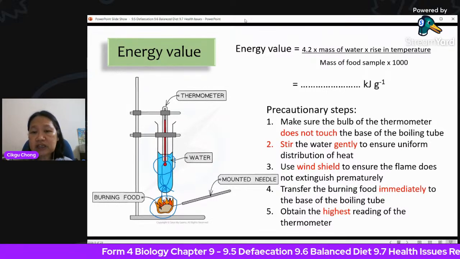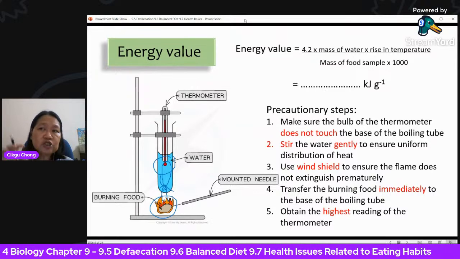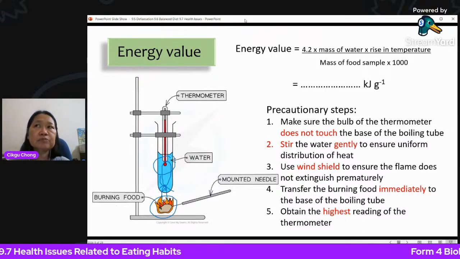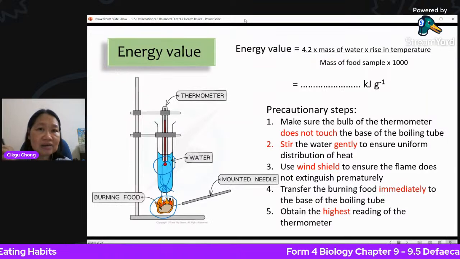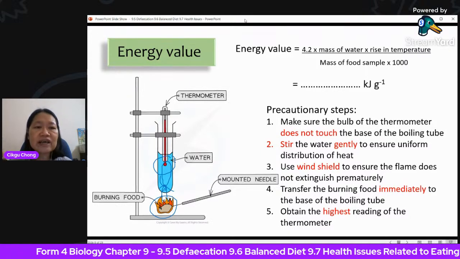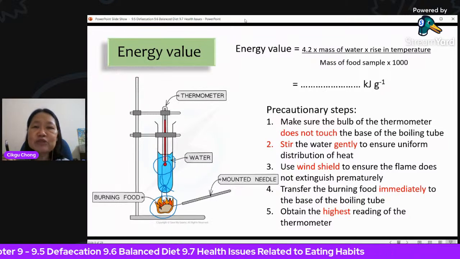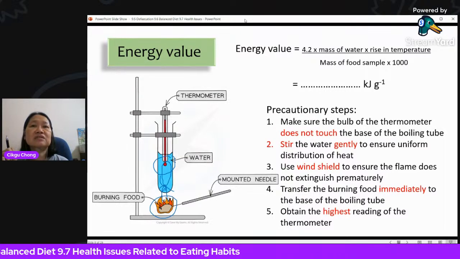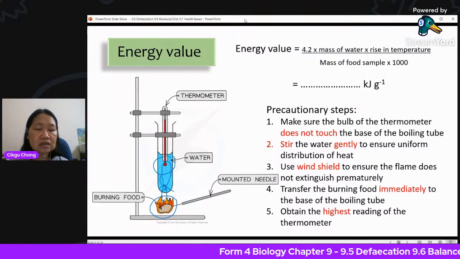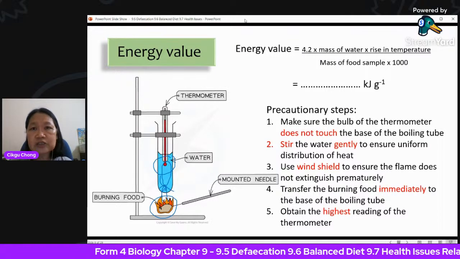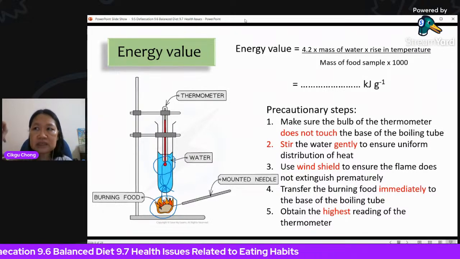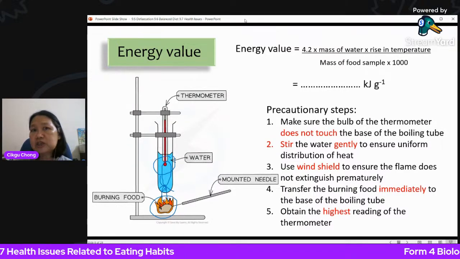Also, obtain the highest reading of the thermometer. Do not just read what you want to read. Sometimes your temperature will keep on rising. I've had it once before when we did the experiment. The kacang that we burned, the cashew nut or the peanut, I can't remember, the burning was so efficient that even the water started to boil. That means the temperature reached up to 100 degrees Celsius. The heat that was released was so much that the temperature could even rise to 100. So make sure that you transfer all the energy to the water, and obtain the highest reading. Don't take the temperature when it's still going up.